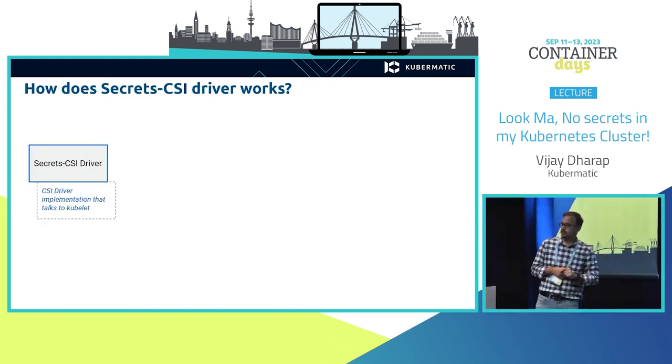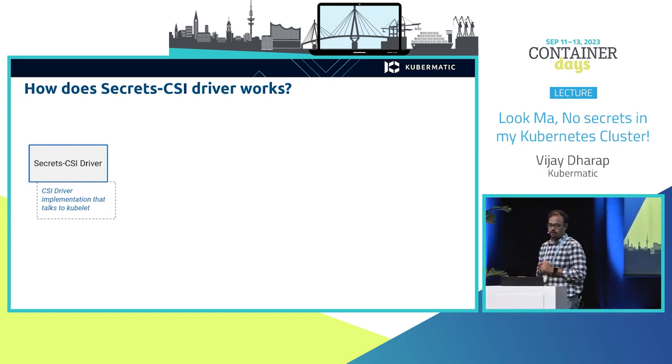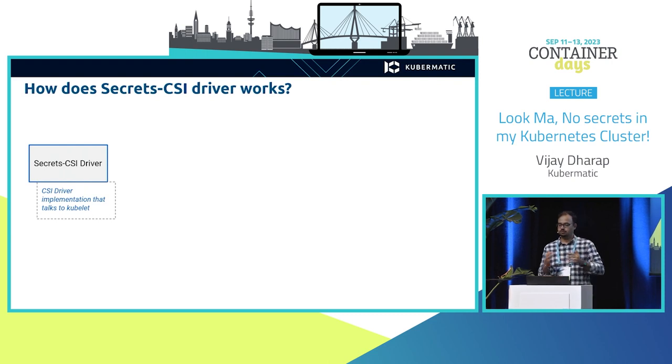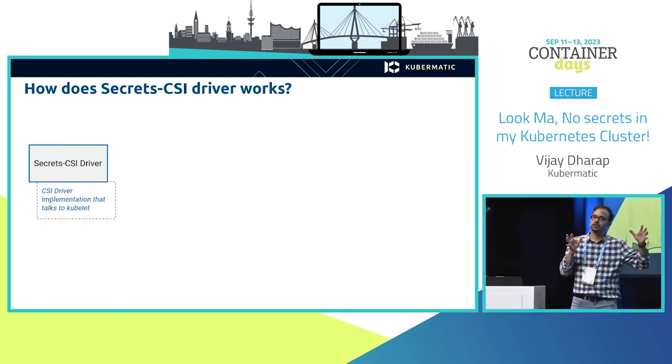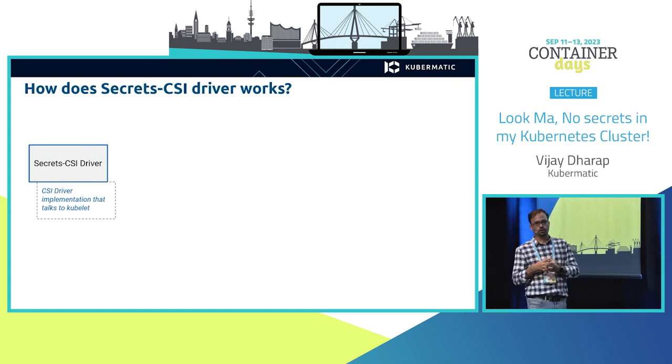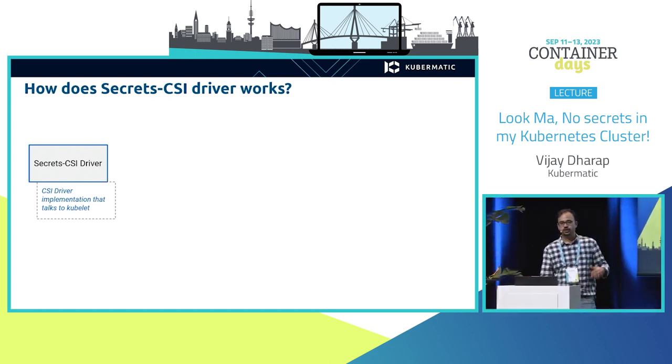So we install the Secret-CSI driver, which is a CSI driver implementation, which basically talks to kubelet to create volumes. This is generic, not cloud specific. This just gives you the basic framework or guardrails to create those volumes. But how to get the secrets?